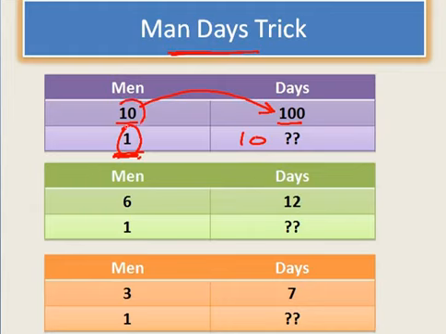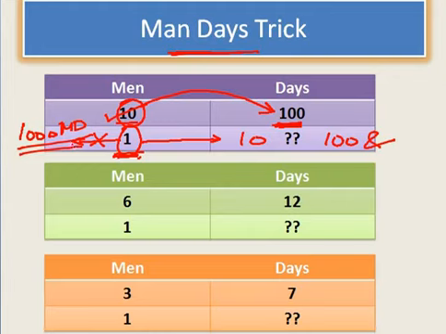If 10 men take 100 days of time to complete the work, is it possible for one person to complete the work in 10 days? Definitely it's not possible. So how much time will this person take? This one guy has to definitely work for the 100 days, and also he has to put in the efforts of these 10 people. So it's basically 1000 man days. So one guy will complete the whole work in 1000 man days.